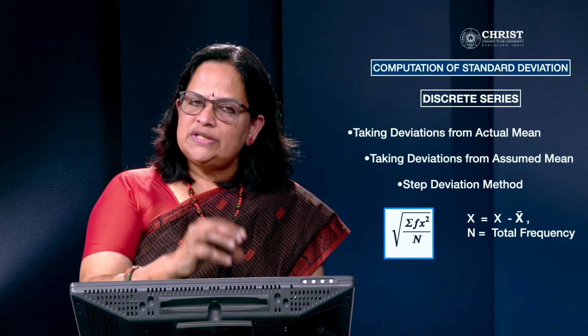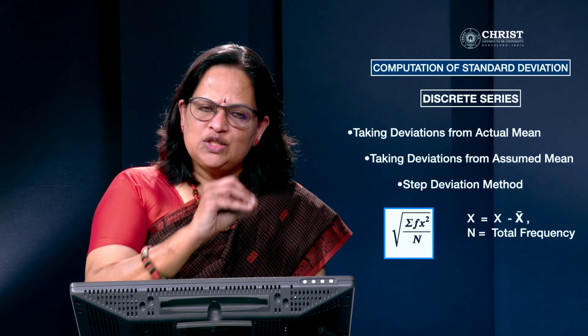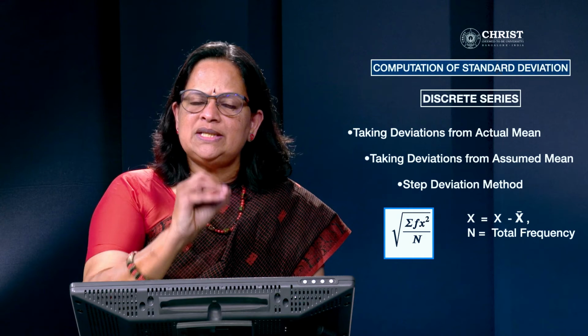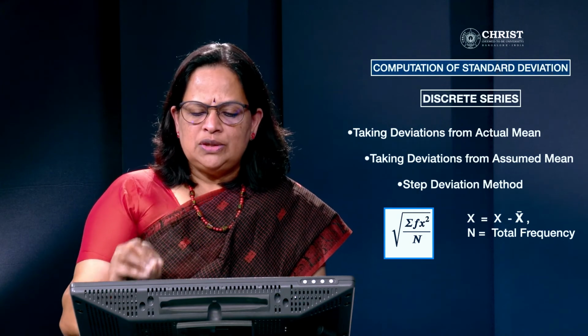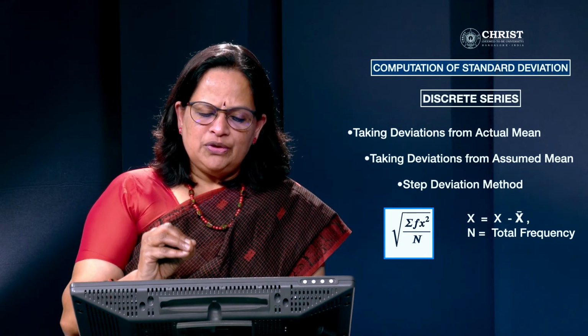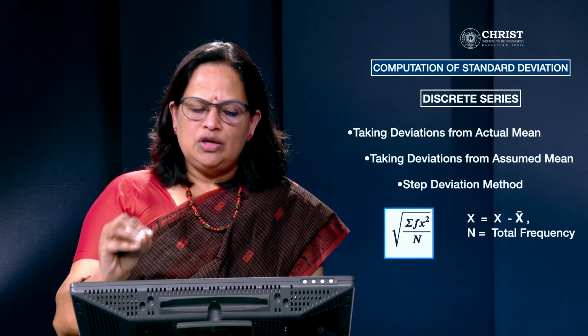So the formula while taking deviations from the actual mean is the square root of sigma fx squared by n. Capital X is the x values minus x bar, the actual mean, and n is the number of observations. So compute standard deviation using the actual mean method.